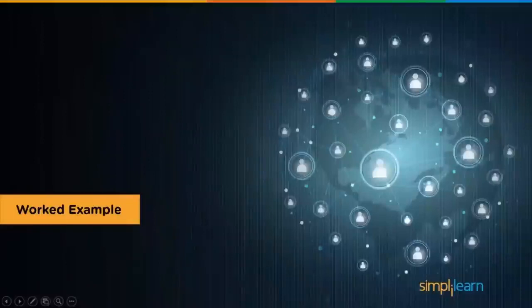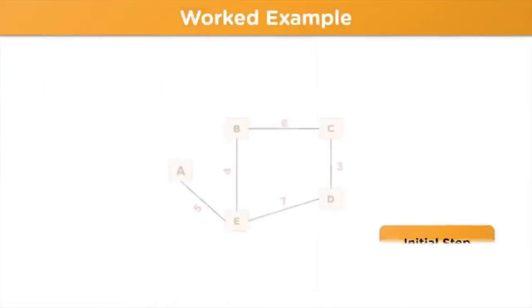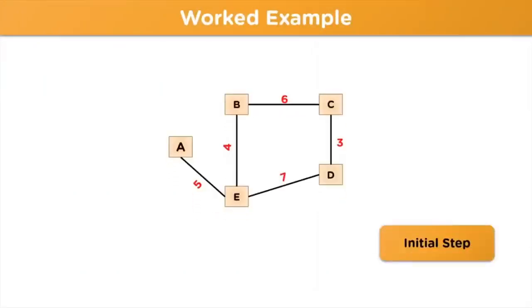Now let's solve an actual example on routing protocol to clear all our doubts and understand the key points. The example we will be taking to solve is this network model. The initial step to start solving the network model using the distance vector routing protocol is to make a routing table for each of the nodes. Let's make the routing table for node A.